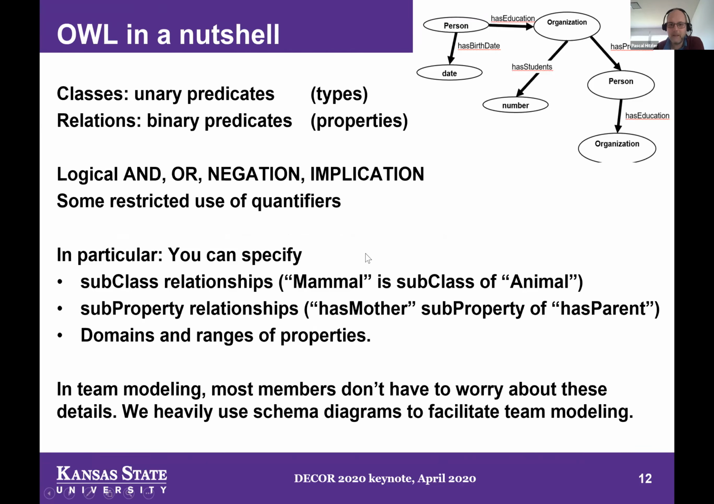So if you're not that much into logic, just ignore me for 2 minutes. Class is essentially a unary predicate, relations are binary predicates. You have and, or, negation, implication, some restricted use of quantifiers for all and exists. And then you can specify subclass relationships between classes or, well, more complex classes, which you can also construct, or subproperty relationships like has mother is a subproperty of has parent. We can talk about domains and ranges of properties, etc.